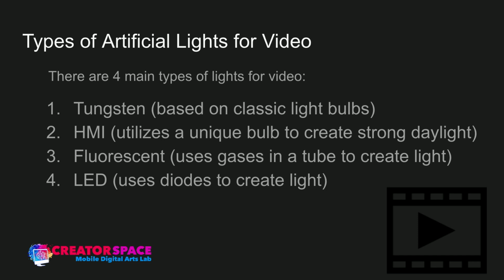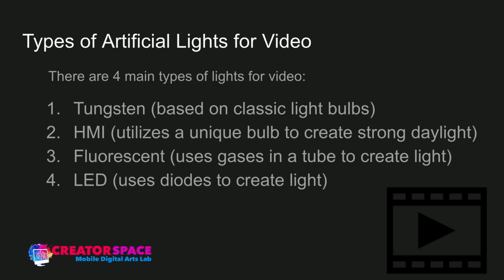You'll see these sometimes on a big film set, lighting outside. They'll be 20K HMIs, 20,000 watts equivalent, blasting through windows to create sunlight. Then fluorescent lights just use gas in a tube and it creates the light.